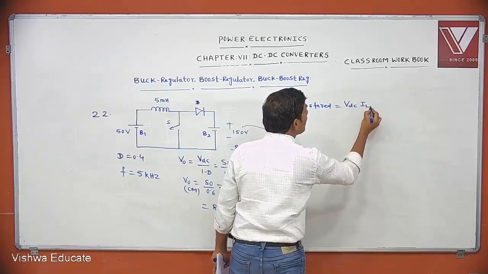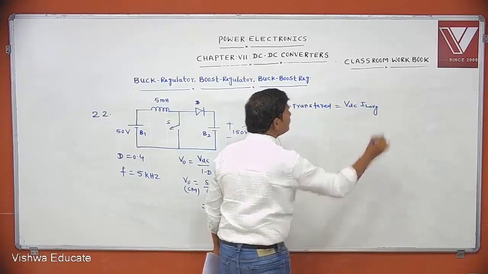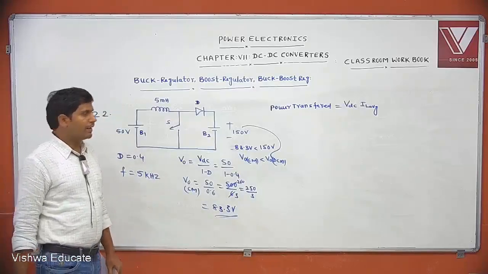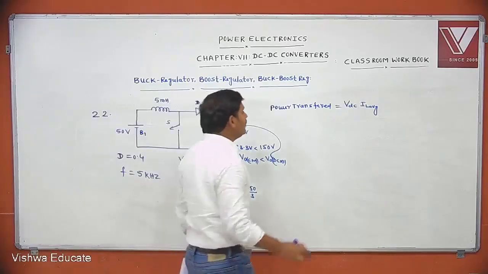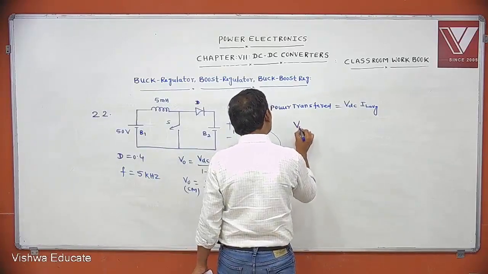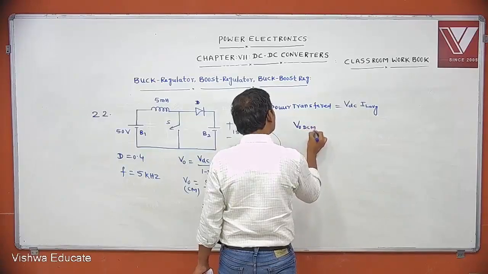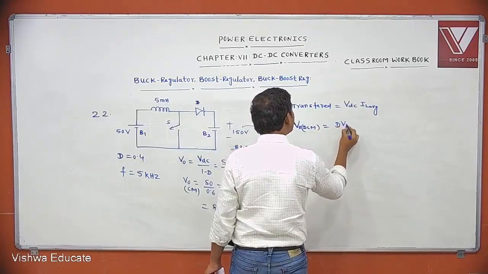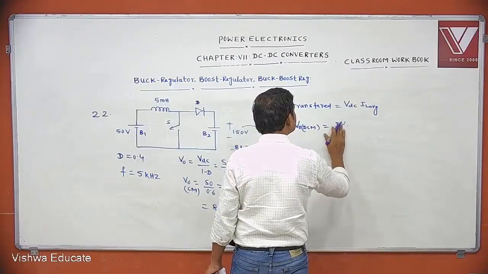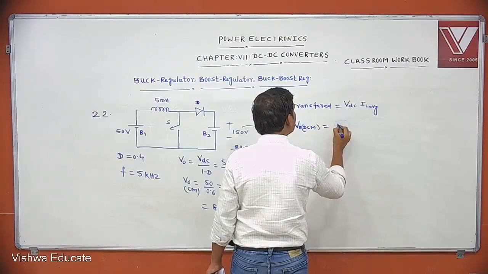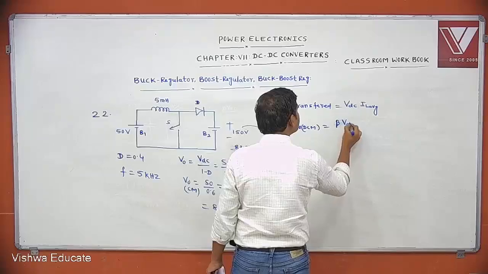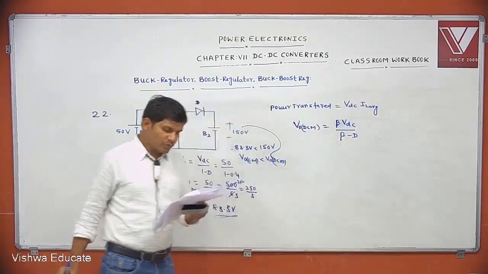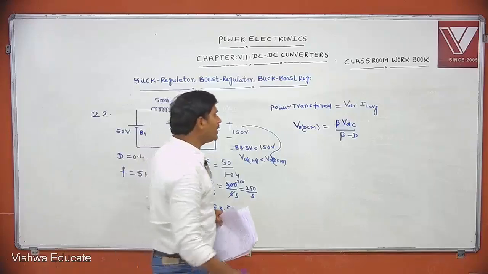VDC into IL average. To calculate VDC into IL average, first note it is a discontinuous mode now. What is the formula in discontinuous mode? This is a boost regulator, so V0 equals VDC by beta into (VDC by beta minus D)... beta into VDC by beta minus D.